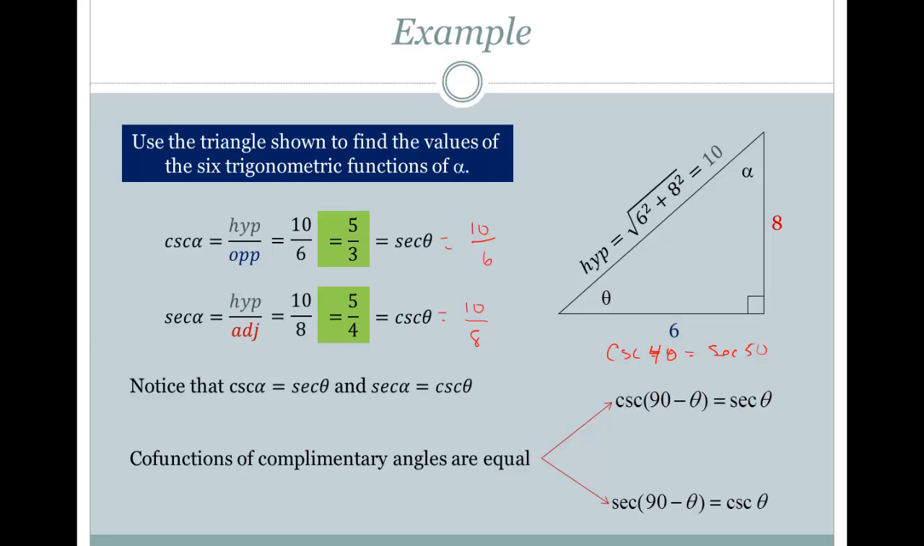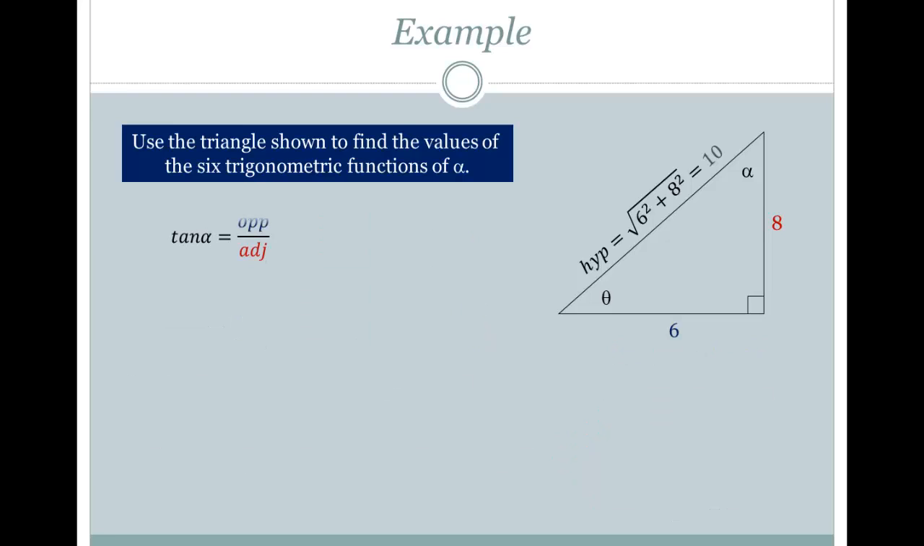Let's do it for tangent and cotangent. Tangent of alpha, tangent is opposite over adjacent, so I have 6 over 8, or 3/4. Cotangent of alpha is adjacent over opposite, so it's 8 over 6.